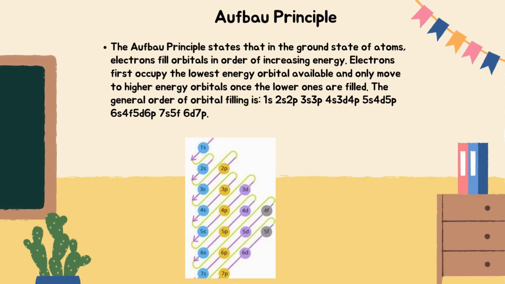Aufbau principle. The Aufbau principle states that in the ground state of atoms, electrons fill orbitals in order of increasing energy. Electrons first occupy the lowest energy orbital available and only move to higher energy orbitals once the lower ones are filled. The general order of orbital filling is 1s, 2s, 2p, 3s, 3p, 4s, 3d, 4p, 5s, 4d, 5p, 6s, 4f, 5d, 6p, 7s, 5f, 6d, 7p.